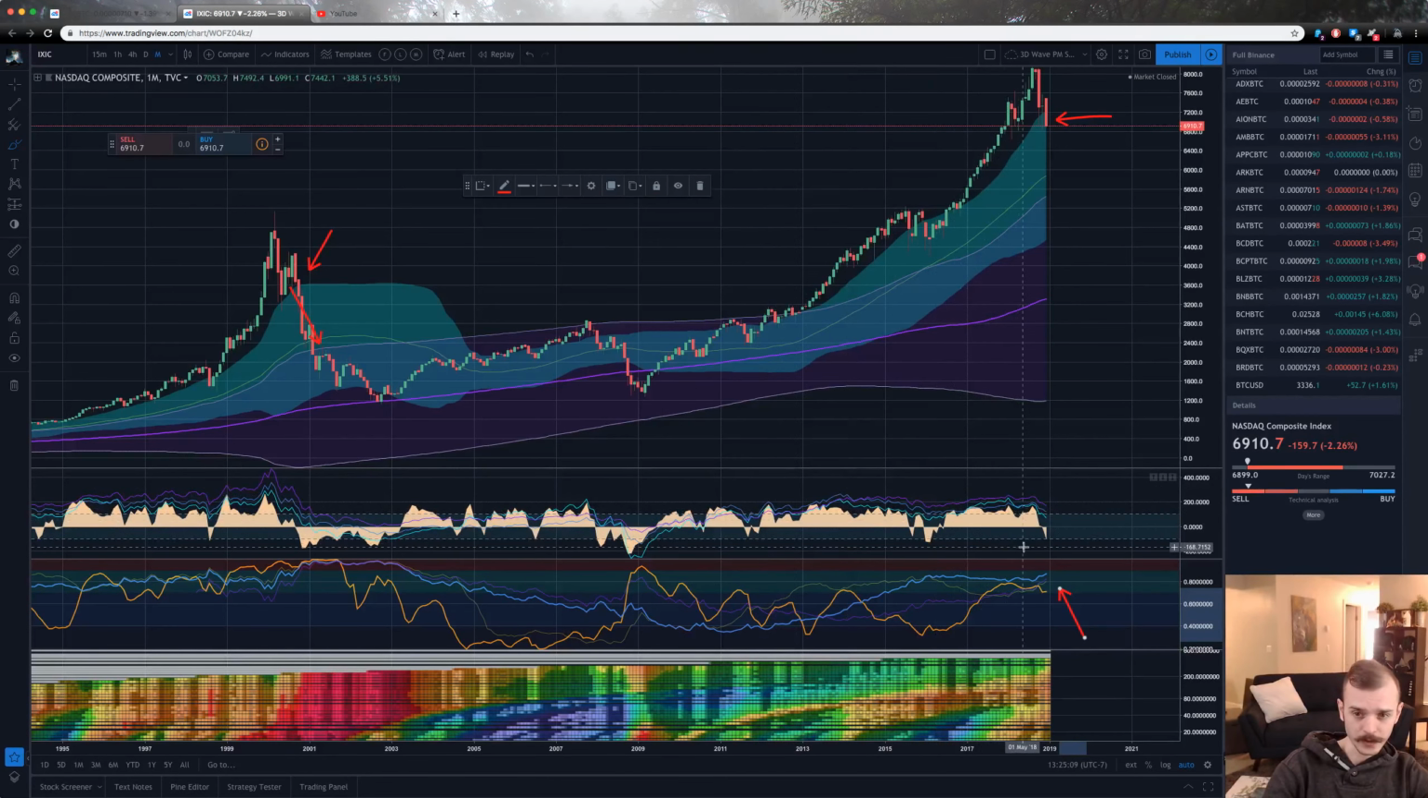However, with this new downward expansion here, as long as that 14 period CCI is below the negative 100 value, I would expect a continuous bear market for all the major indices. It does not inspire confidence.